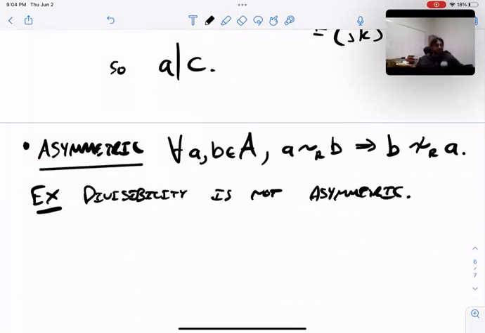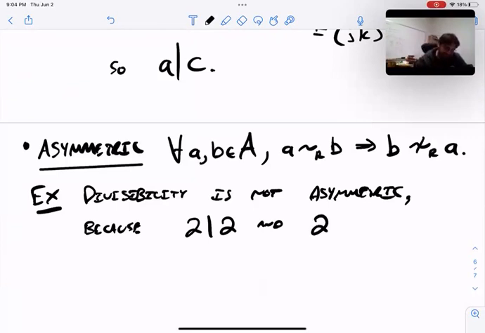Right, because nowhere does asymmetric say that you have to choose A and B to be distinct. You could have 2 divides 2. And if you switch them, you can't see that I switched the 2s, but I did. 2 still divides 2, right? I pick A and B both to equal 2. Well, then when you reverse the order, you still have divisibility. So divisibility is not asymmetric.